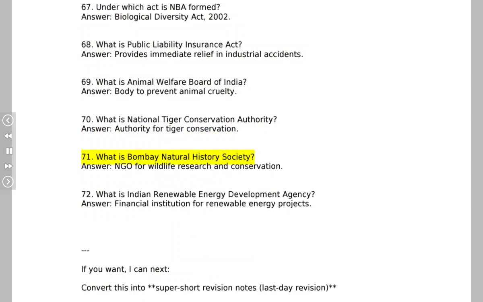71. What is Bombay Natural History Society? Answer. NGO for Wildlife Research and Conservation. 72. What is Indian Renewable Energy Development Agency? Answer. Financial institution for renewable energy projects.